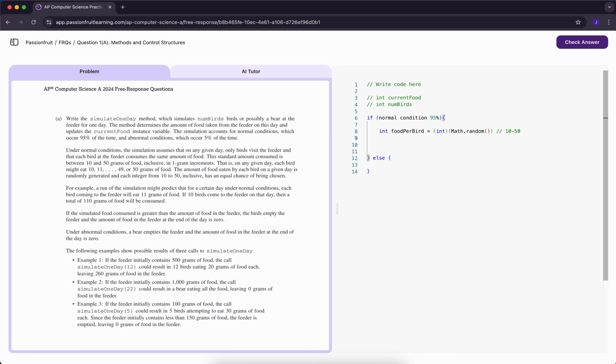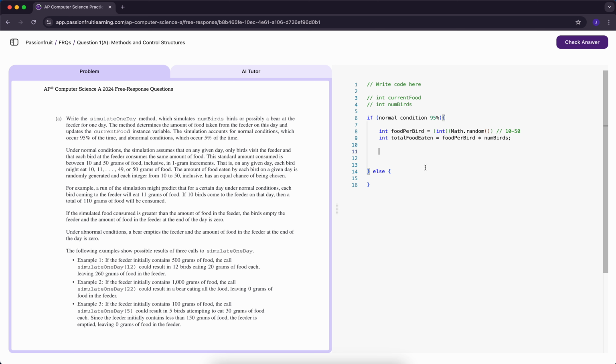So essentially, after we created this food per bird variable, we need to figure out how much total food is eaten. So we can say total food eaten is equal to food per bird times, look at that, numBirds.